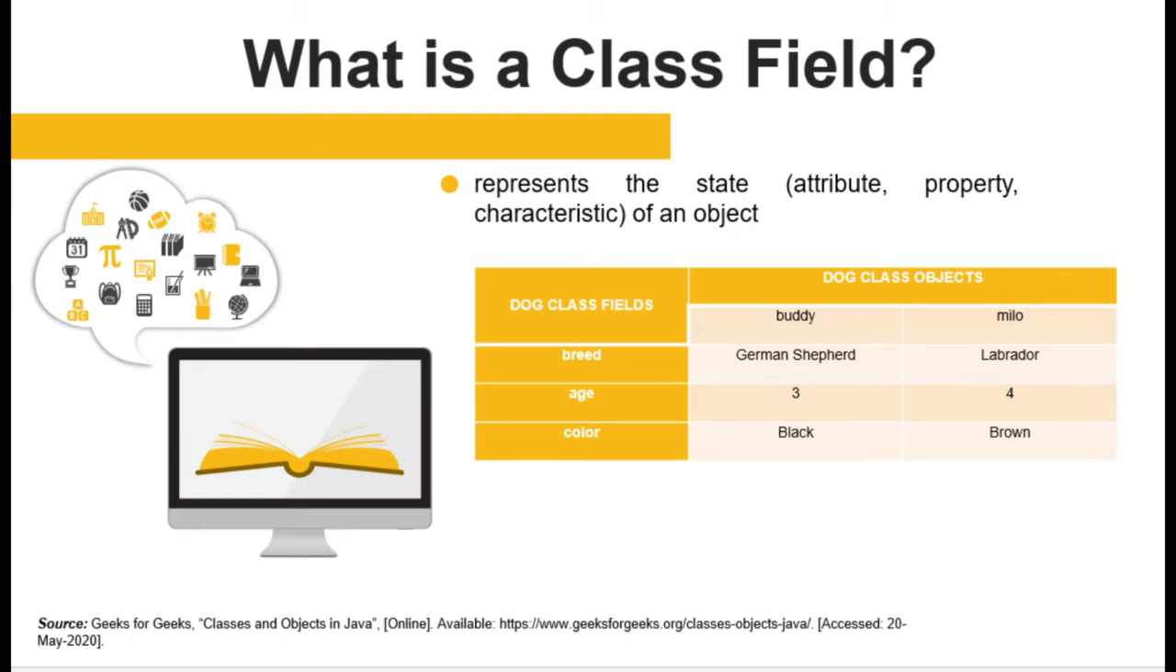In the case of the dog class, the states or instance variables or class fields in programming are breed, age, color, and each dog object, just like Buddy and Milo, have their own values, such as German Shepherd for the breed, 5 for the age, and black for the color of Buddy as a dog object; Labrador for the breed, 4 for age, and brown for color of Milo as a dog object. Each dog object has its own values for these variables, stored in different memory locations.